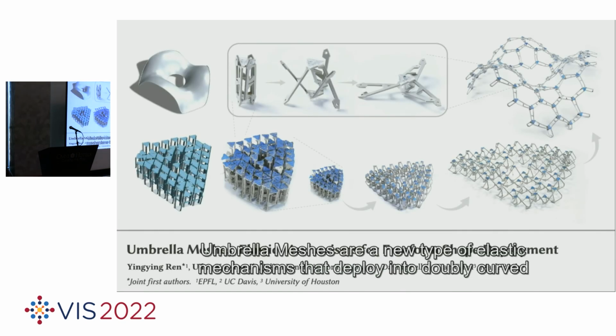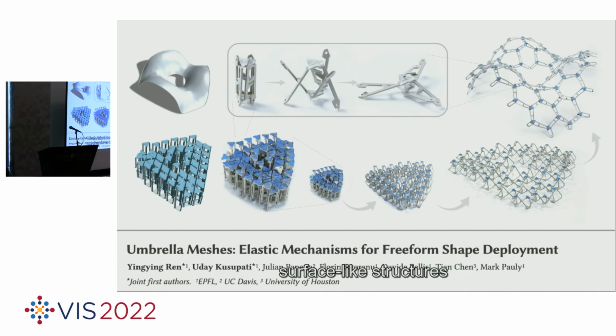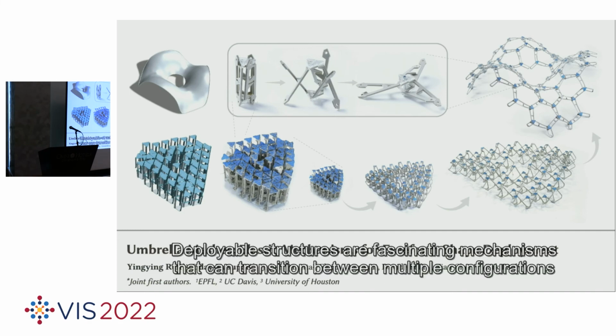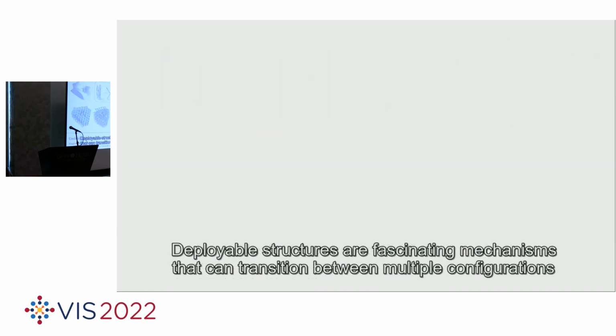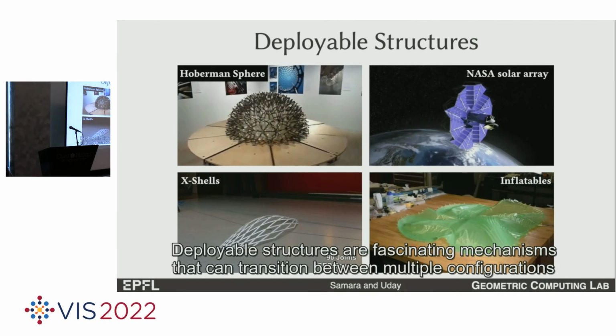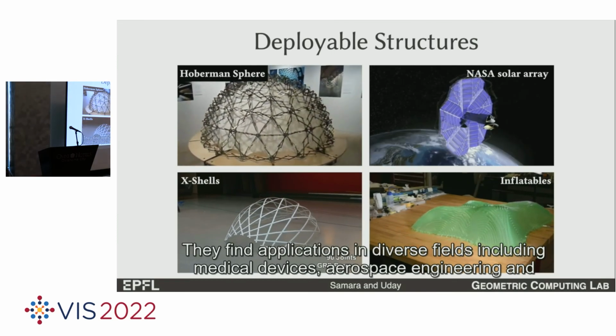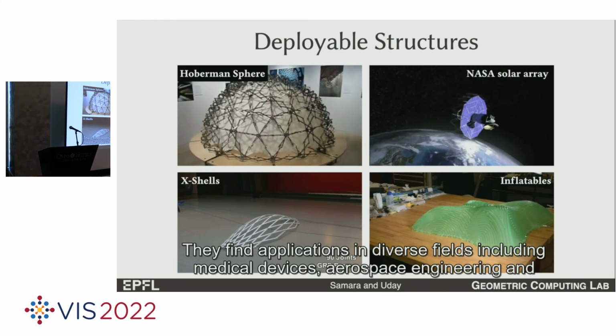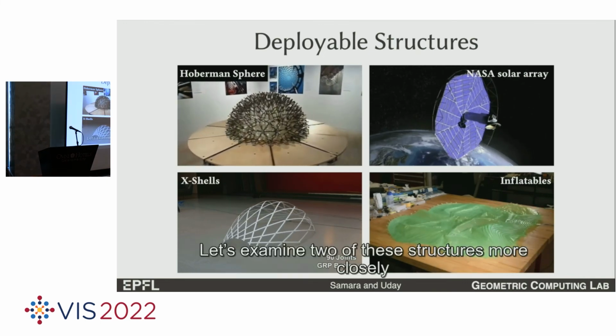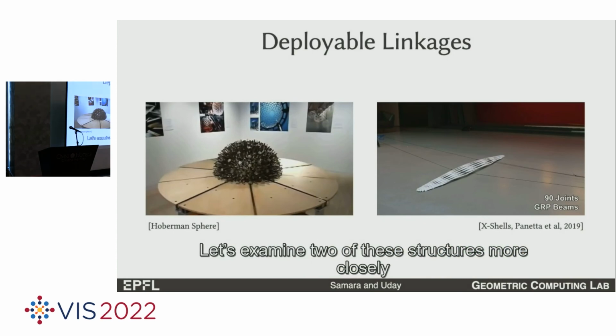Umbrella meshes are a new type of elastic mechanisms that deploy into doubly curved surface-like structures. Deployable structures are fascinating mechanisms that can transition between multiple configurations. They find applications in diverse fields including medical devices, aerospace engineering, and architecture. Let's examine two of these structures more closely.